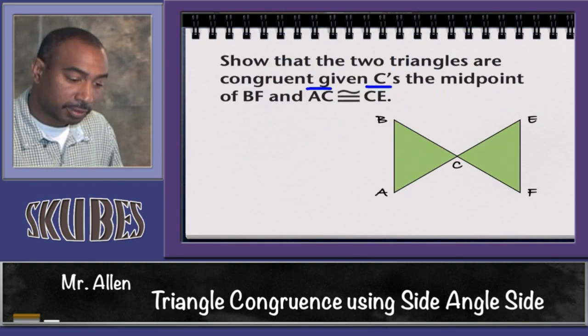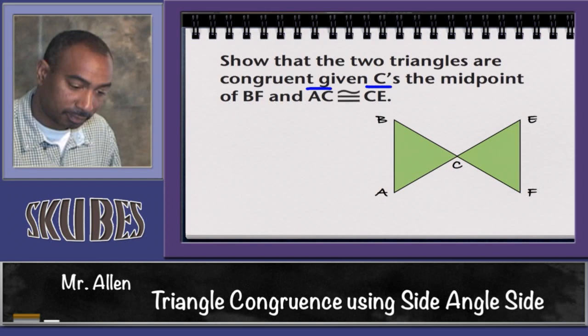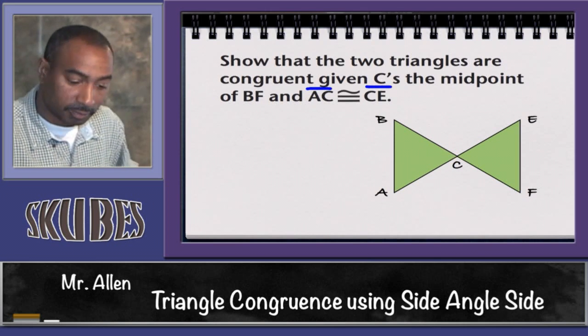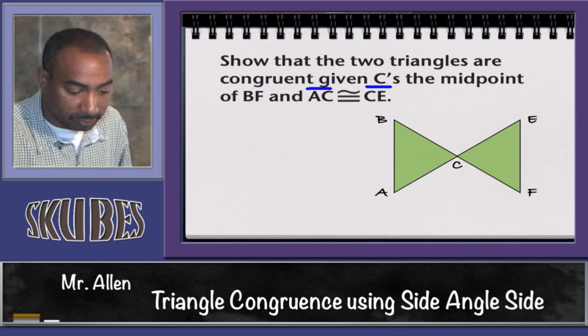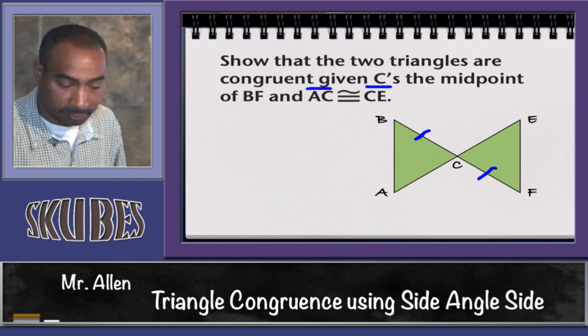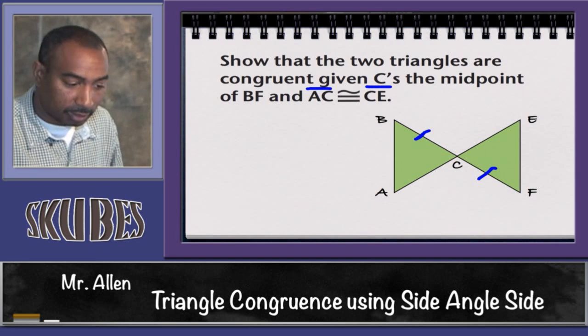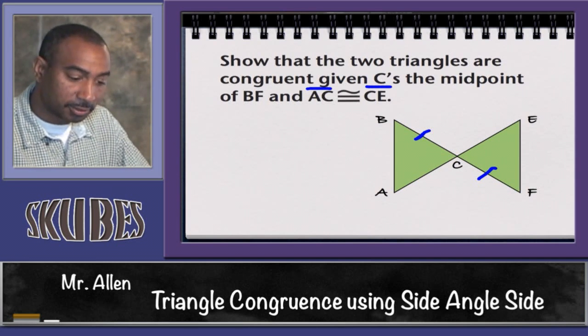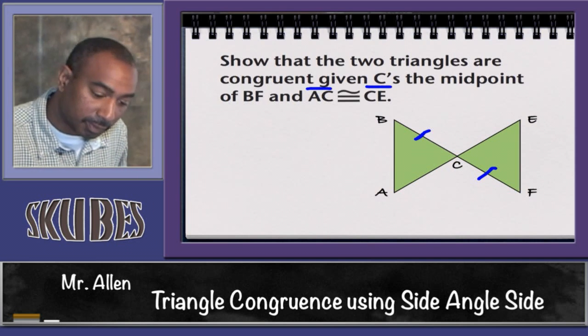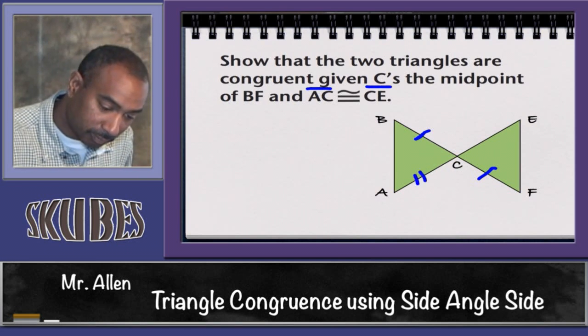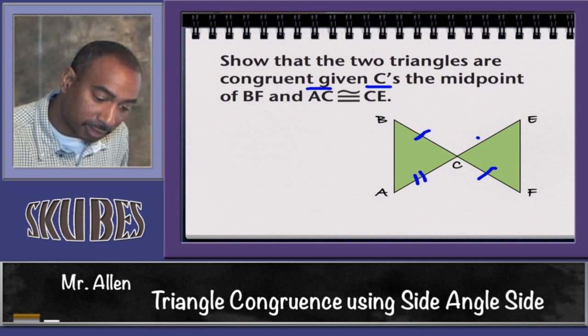All right, show that the two triangles are congruent, given C is the midpoint of BF and segment AC is congruent to segment CE. So, if C is the midpoint of BF, that means BC has to be the same length as CF. And if AC is congruent to CE, that means AC and CE have the same length.